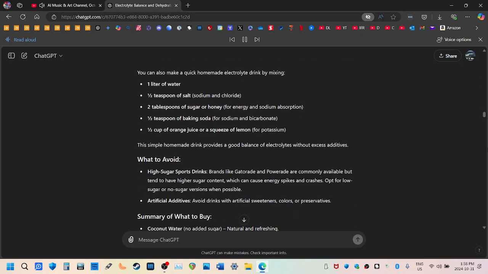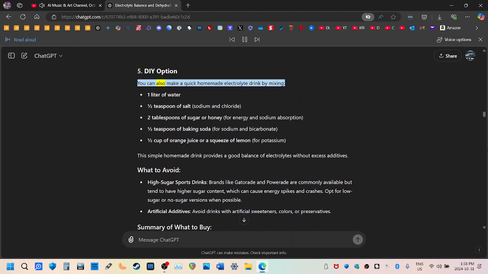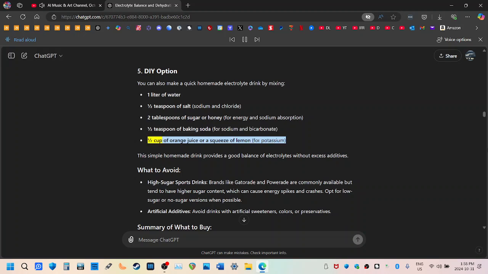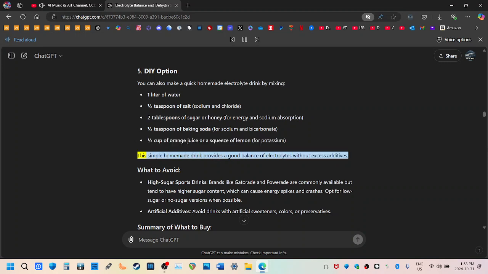5. DIY option. You can also make a quick homemade electrolyte drink by mixing 1 liter of water, 1/2 teaspoon of salt, sodium and chloride, 2 tablespoons of sugar or honey for energy and sodium absorption, 1/2 teaspoon of baking soda for sodium and bicarbonate, and 1/2 cup of orange juice or a squeeze of lemon for potassium. This simple homemade drink provides a good balance of electrolytes without excess additives.